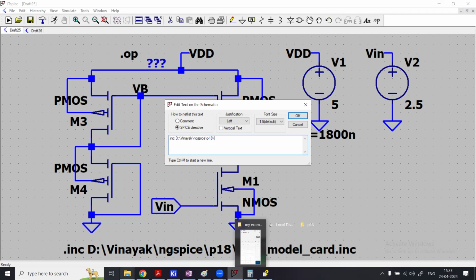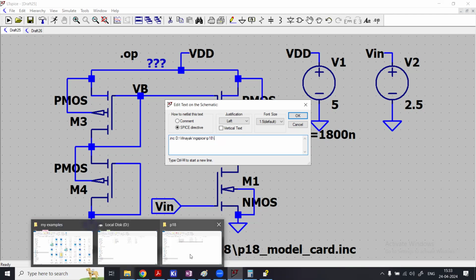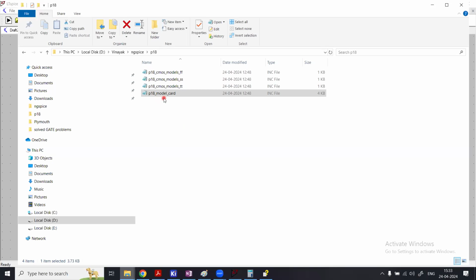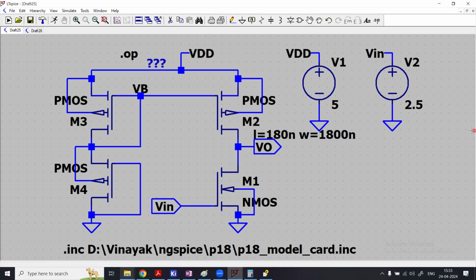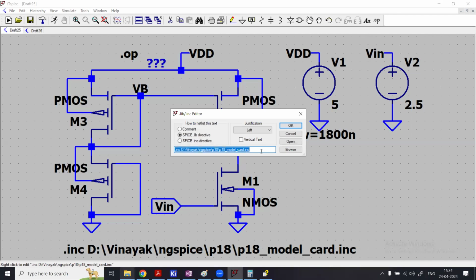So what's the name of the file here? You can see that here, P18 underscore model underscore card. So I will write that, and once I write that, just click OK. You can see now I have used this .inc, d is the folder name, and this is the model card. So this is the command. If you right click here, you have got this one, right? This is the spice .lib directive, and you must include that. Once you do that, click OK.